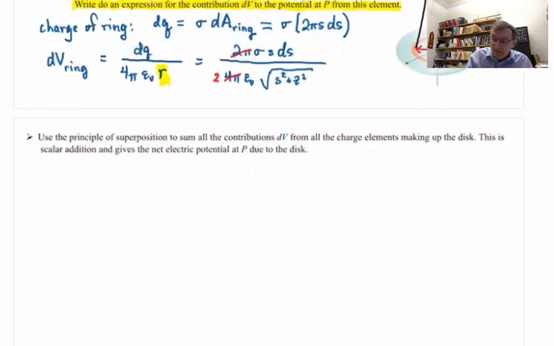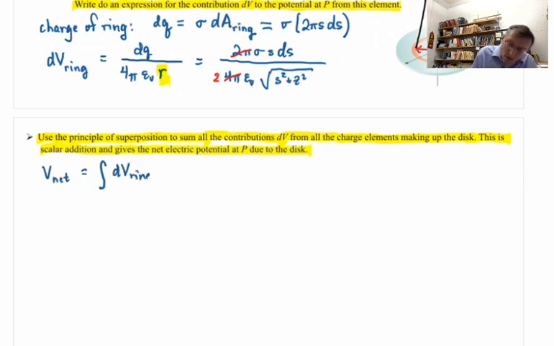All right, now the next big step. Use the principle of superposition to sum all the contributions dV from all the charge elements making up the disk. This is scalar addition and gives the net electric potential at P due to the disk. So V net is the sum of all the dV rings. So we have another integral to do. We have the integral of sigma s ds over 2 epsilon 0 square root of s squared plus z squared.